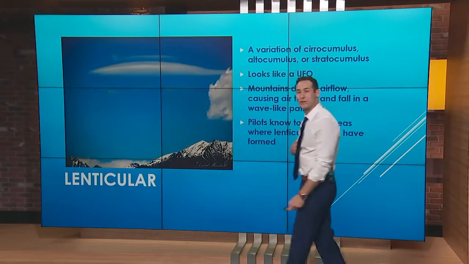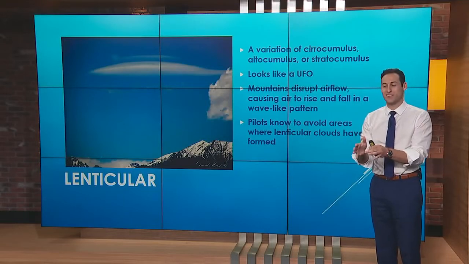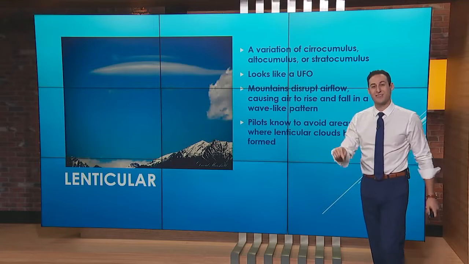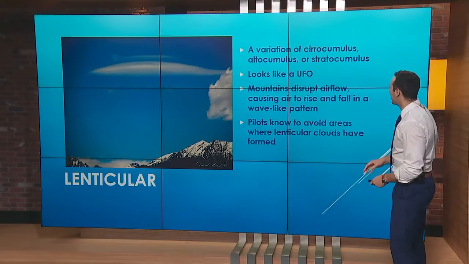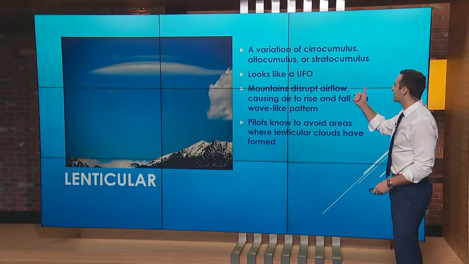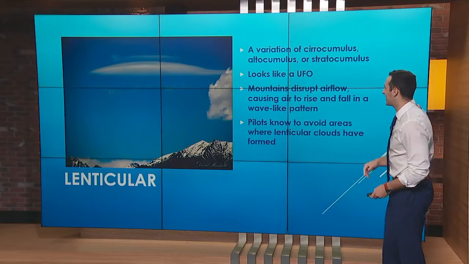They're my personal favorite type of cloud because growing up in Long Island, New York, I didn't get to see them much because it's not a mountainous region. But here in California, when I've gone to the Sierra, I've seen them in person, and it's always exciting. So they're a variation of Cirrocumulus, Altocumulus, or Stratocumulus clouds, meaning they can happen at different layers of the atmosphere.